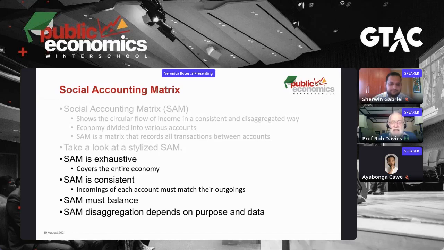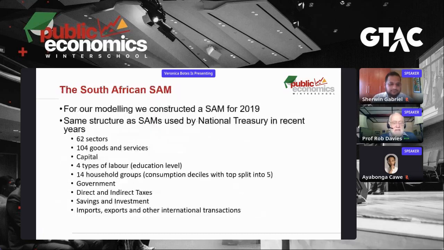The SAM disaggregation we have depends on the purpose we want to use it for and on data availability. Let's just take a look at the South African SAM. Next slide, please. For our modeling of COVID, we used a fairly standard macro SAM that's been used at different dates for work within the Treasury, and it's got 62 sectors in it. They produce 104 different products, goods, and services.